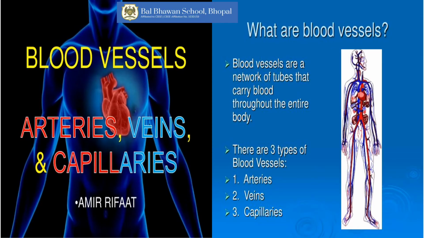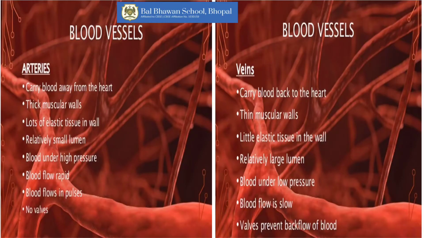Now children, let us discuss blood vessels, or you can say the network of tubes which carry the blood throughout the body. So what are blood vessels? Blood vessels are nothing but tube-like structures which carry blood throughout the entire body. There are three types of blood vessels: arteries, veins and capillaries. Now we are going to discuss each one of them in detail.